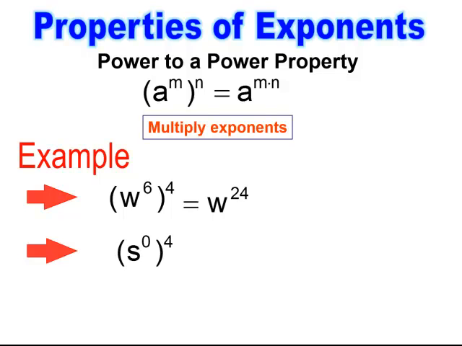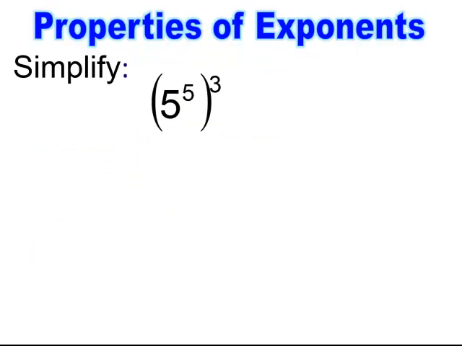So here we have s to the 0 power raised to the 4th power. Well, when I multiply the powers together here, 0 times 4 is going to equal 0. Therefore, my solution will be 1, because I still have s to the 0 power. Pause and try.